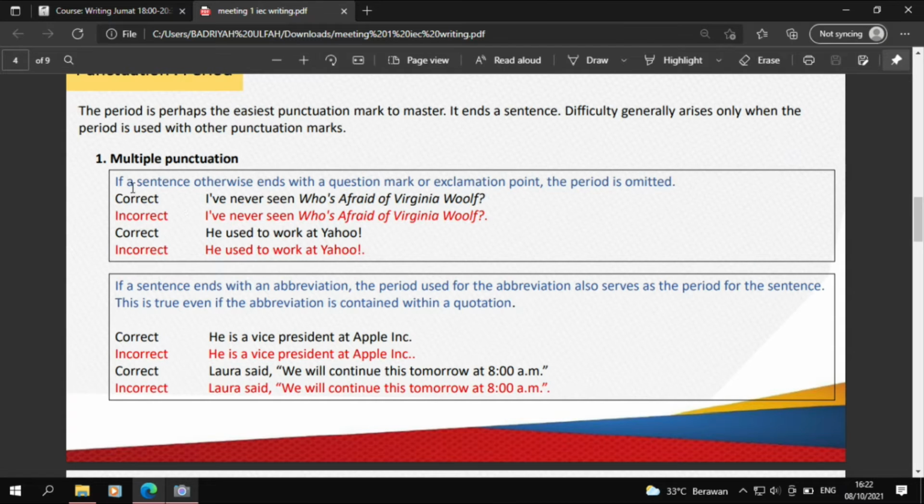First katanya, if a sentence otherwise ends with a question mark or exclamation point, the period is omitted. Nah, this is sometimes we got it wrong. When you already have the question mark, this is the correct sentence, yeah. So you write, I've never seen Who is Afraid of Virginia Woolf? Question mark. Correct. Tidak perlu lagi menuliskan titik.